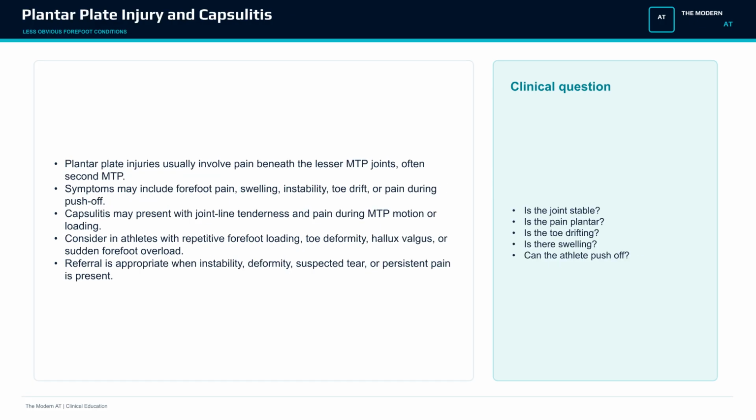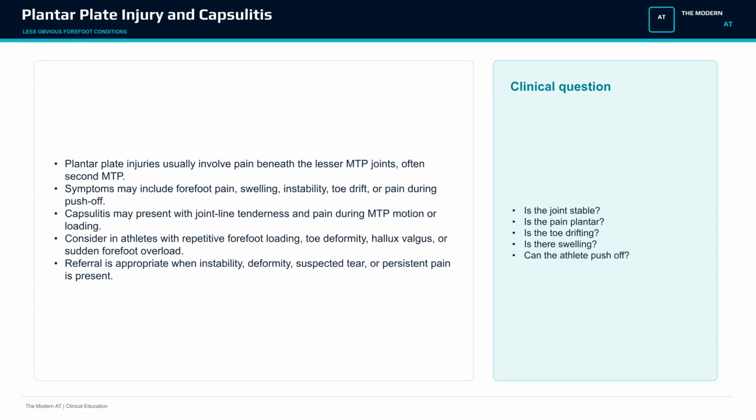Plantar plate injuries and capsulitis are less obvious forefoot conditions that can be missed. The plantar plate stabilizes the lesser MTP joints, especially the second MTP joint. When irritated or torn, the athlete may report pain beneath the joint, swelling, instability, toe drift, or pain during push-off. Capsulitis can look similar early, with joint line tenderness and pain during MTP motion or loading.